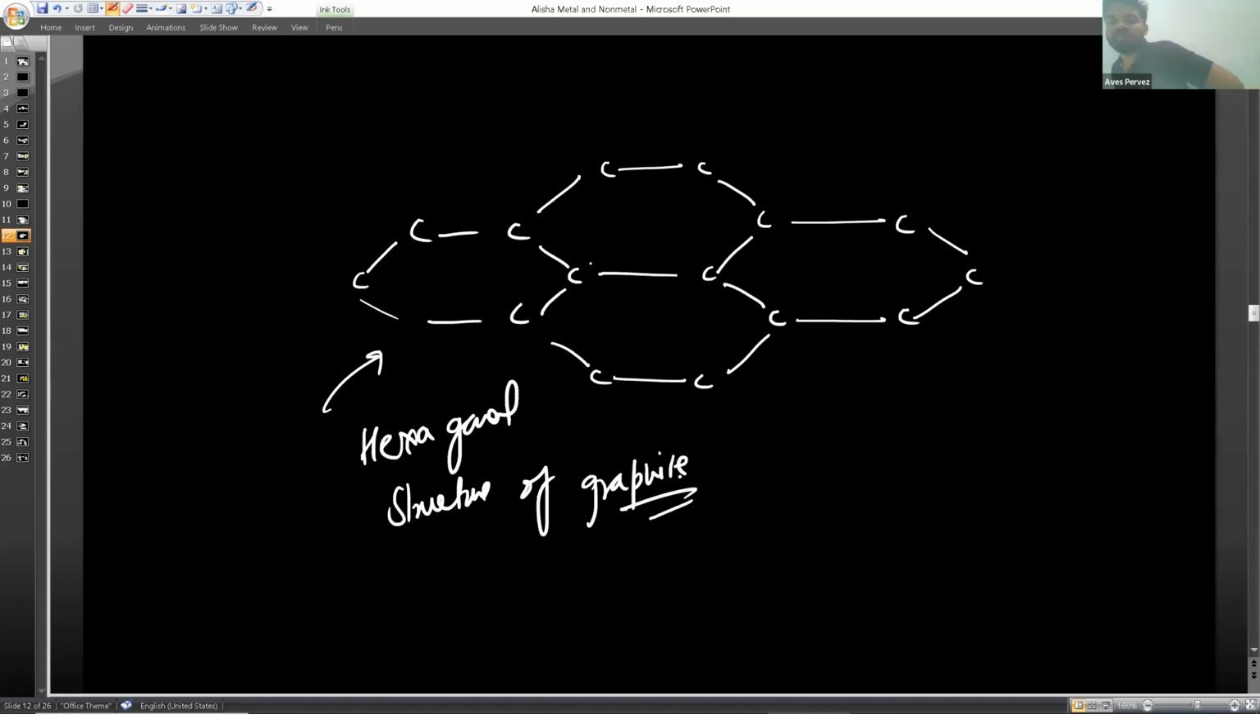Graphite is a good conductor of electricity. Why? Because you see here that this is one carbon, and it is attached to three other carbons, but carbon generally makes four bonds, so one electron is free, and this makes graphite a good conductor of electricity.